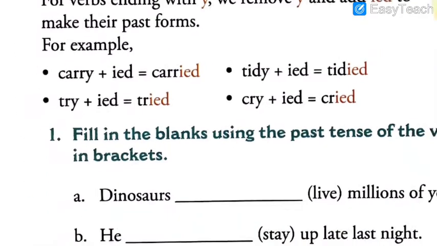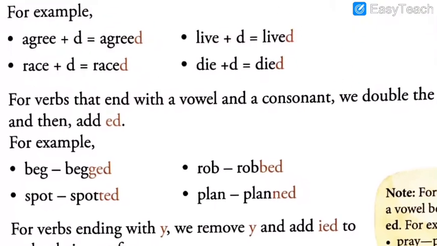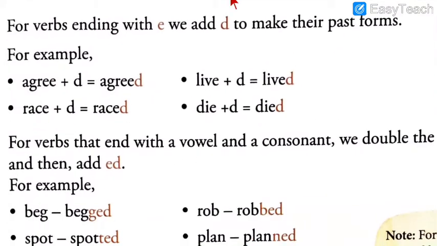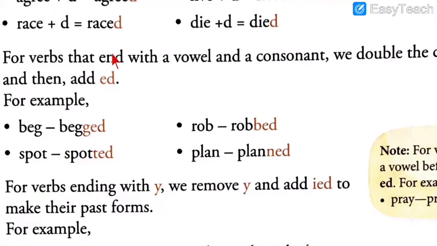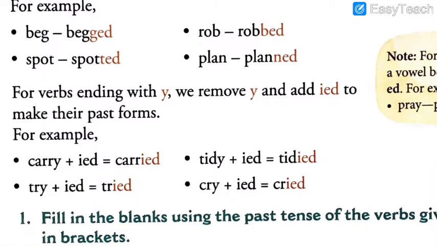So now I hope, students, you got the rules. I will repeat it one more time. When will we add D? Whenever any verb is ending with E. When will we add ED? Whenever any verb is ending with vowel and consonant both. When will we add IED? Whenever any verb is ending with Y.